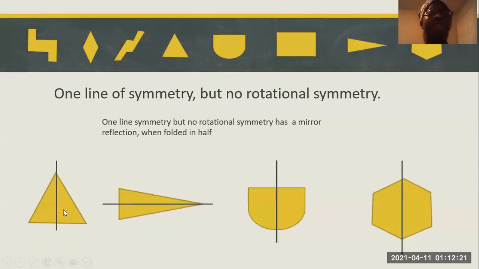Like I mentioned earlier, a triangle is a major one because it will be able to be divided in two, like these triangles. And when you fold it in half, it will have an exact mirror image on the other half. You also have this half circle, which when divided in half, the other half will fit perfectly. And then we have this pentagon.